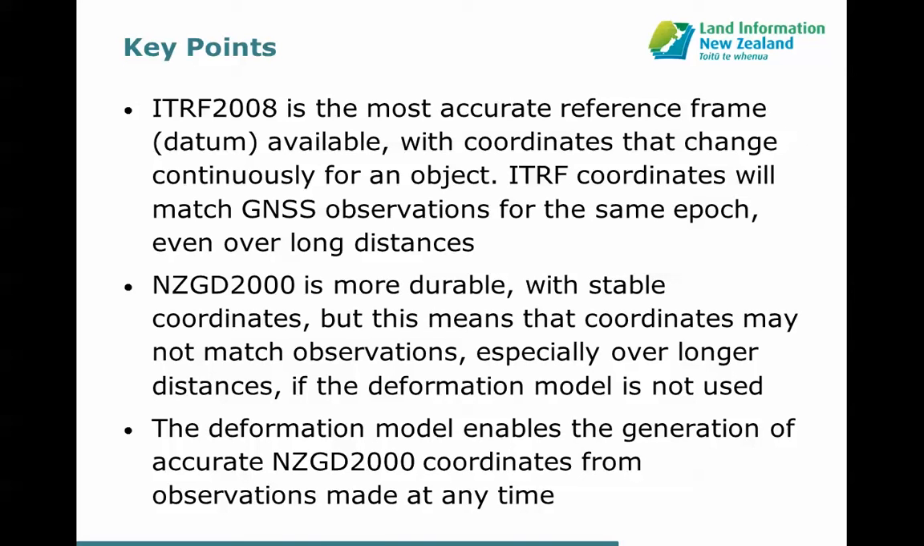However, the fact that the coordinates change continuously, that's often something that we don't want. Therefore, we have NZGD2000, which is far more durable. So that means in this context that the coordinates are stable for a ground fixed object, but it does mean that coordinates may not match observations, especially over longer distances, if the deformation model is not used. And that's what we saw in that example from Wellington, where in 2015, across the city, you can be getting up towards 20 centimetres of difference between Datum 2000 and ITRF2008. And finally, the deformation model enables the generation of accurate NZGD2000 coordinates from observations made at any time. So that deformation model is the key link between the global reference frames and the global technologies such as GNSS that are very frequently used, and the stable, durable NZGD2000.